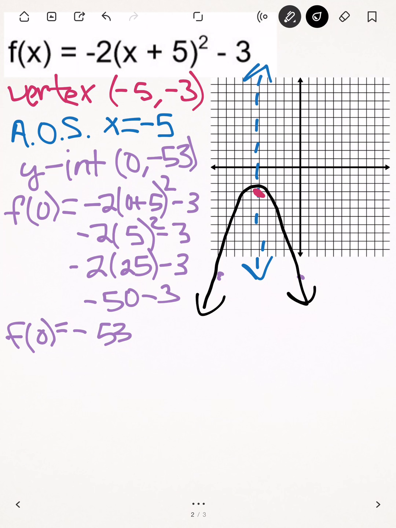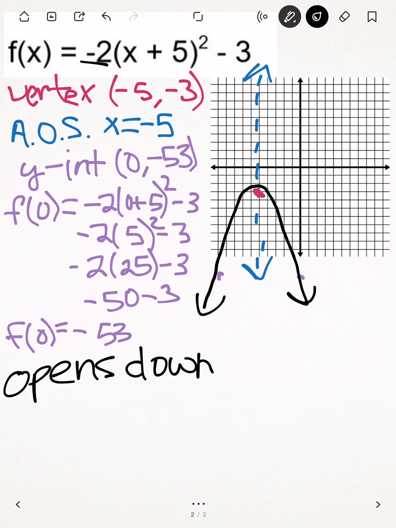Okay, so now that we've done that, we can tell that it opens down. We should know that because the A is negative, which means it reflected about the x-axis, so that tells us it opens down as well. I have a maximum, okay, because my vertex is the highest point. Now I need to be able to do domain and range.